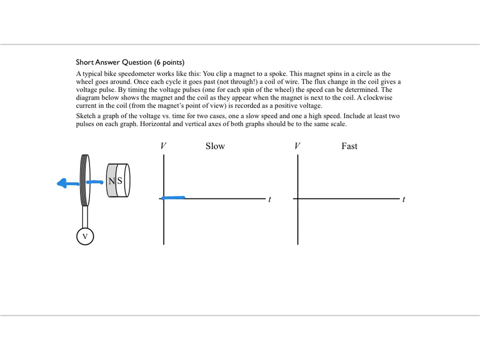And then I want you to think about how it would change if instead of going slow, I was going fast. What properties would change? One is the rate of change of flux, but also two, the little peaks that you get will be closer together. So give that some thought, work the details through, and then check the posted solutions.